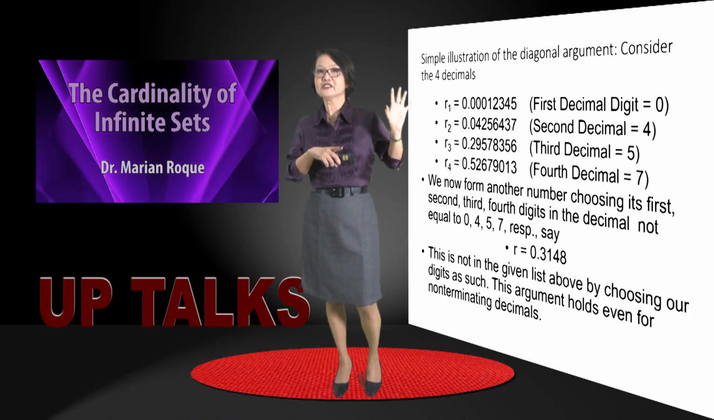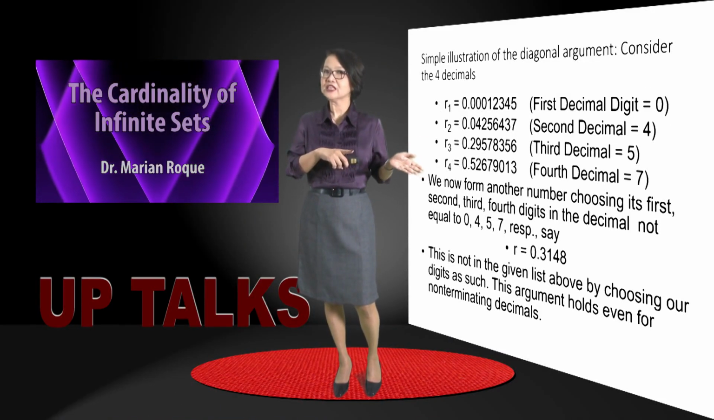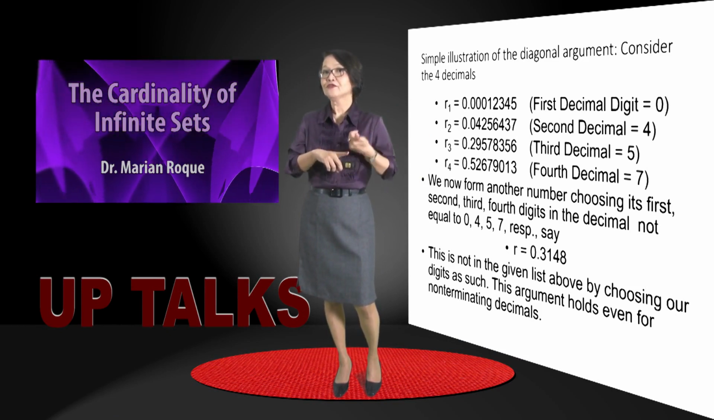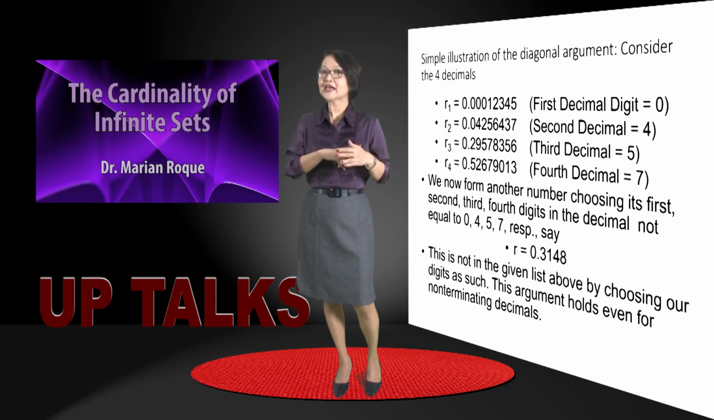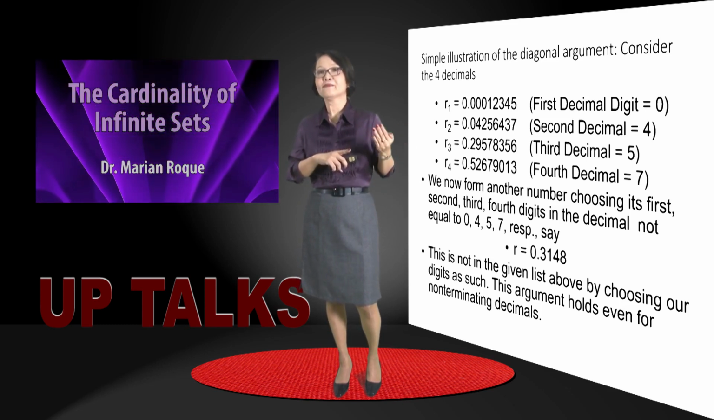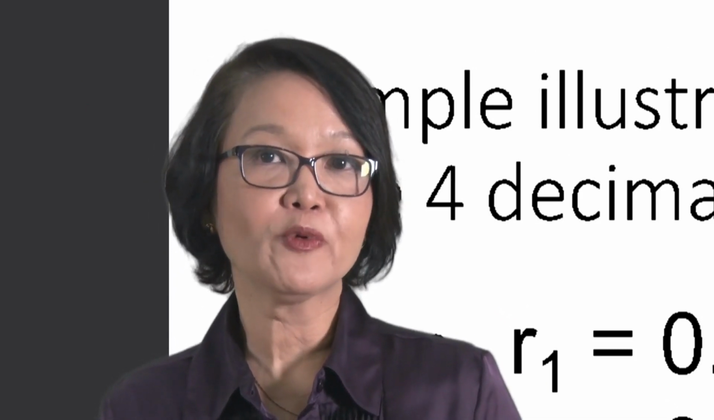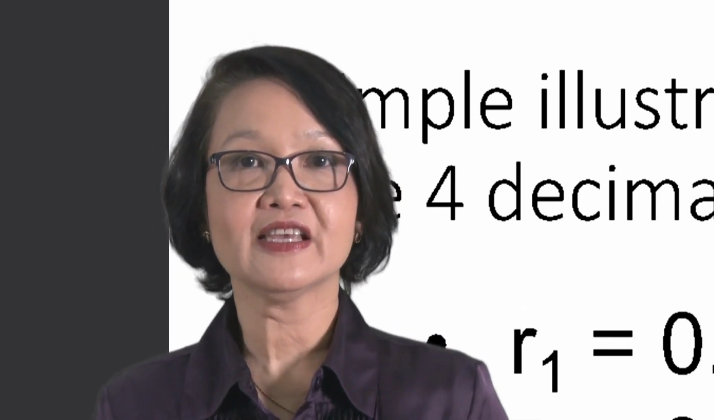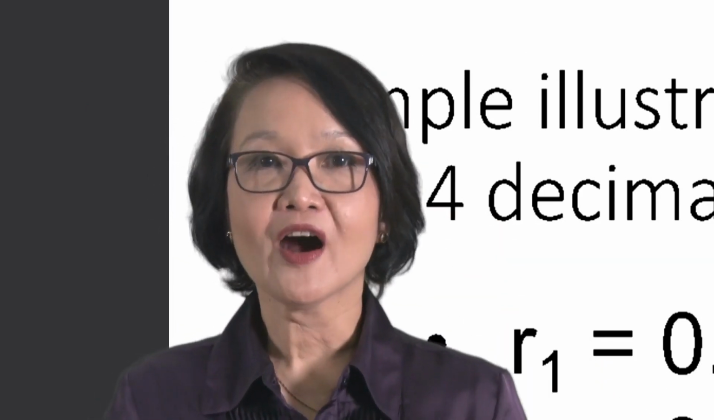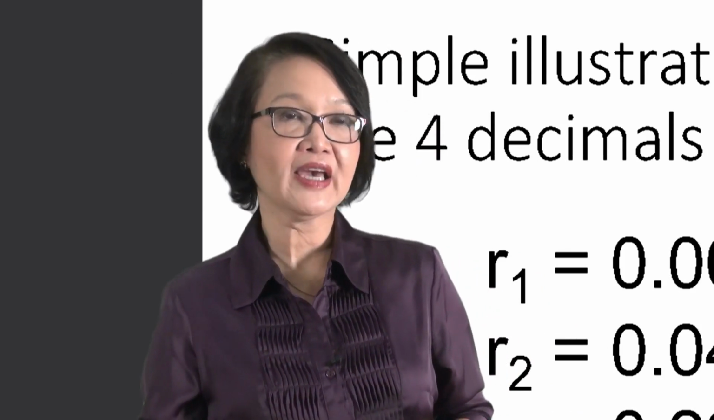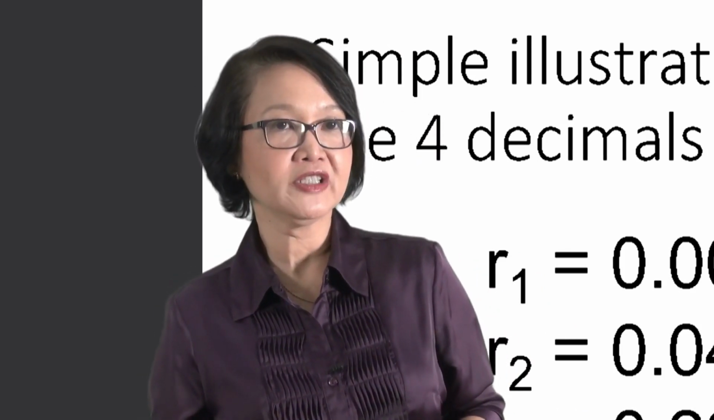So for example, the first decimal is 0. Just choose any number not equal to 0, for example, 3. The second decimal of R2 is 4. For the second decimal of the new number, choose anything not equal to 4, for example, 1. So if we proceed this way, take note, we form the new decimal 0.3148, and it's not the same as R1, R2, R3, and R4. So if we extend this argument for all the decimals between 0 and 1, we actually can show that you cannot enumerate all the numbers between 0 and 1.